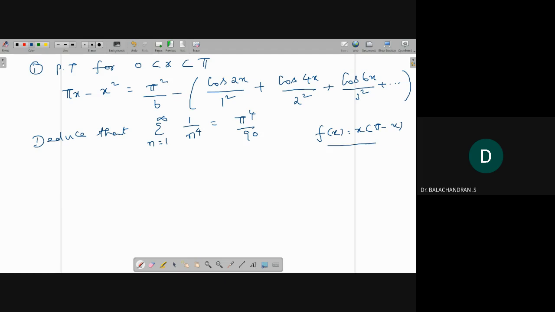Please check it. Obtain the sine series and cosine series for the function f of x equal to x into pi minus x in the interval 0 less than x less than pi. Suppose this problem is asked, how will you approach it, how will you solve this problem?